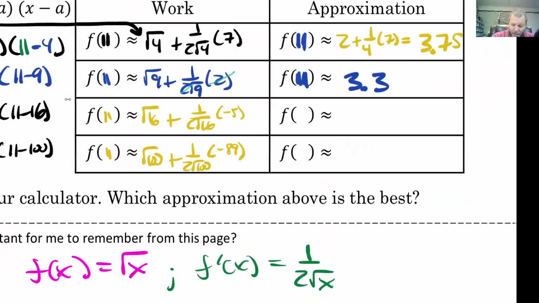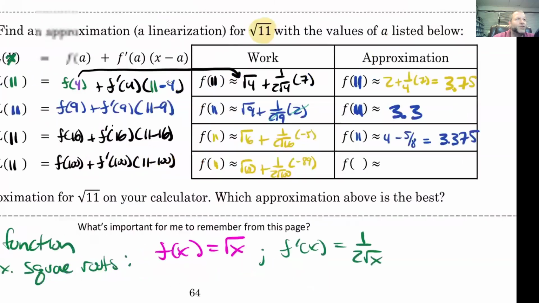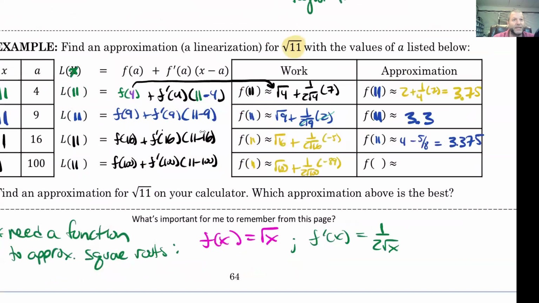So then we can get f of 11 is 4 plus negative 5 over 2 times 4. So this is going to be negative 5/8 when we calculate this. So 4 minus 5/8. 5/8 is, what is that? 0.625. So we're going to get 3.375 as an approximation. So better than 3.75, but probably not as good as 3.3 because 2 is a smaller distance than this negative 5 is.